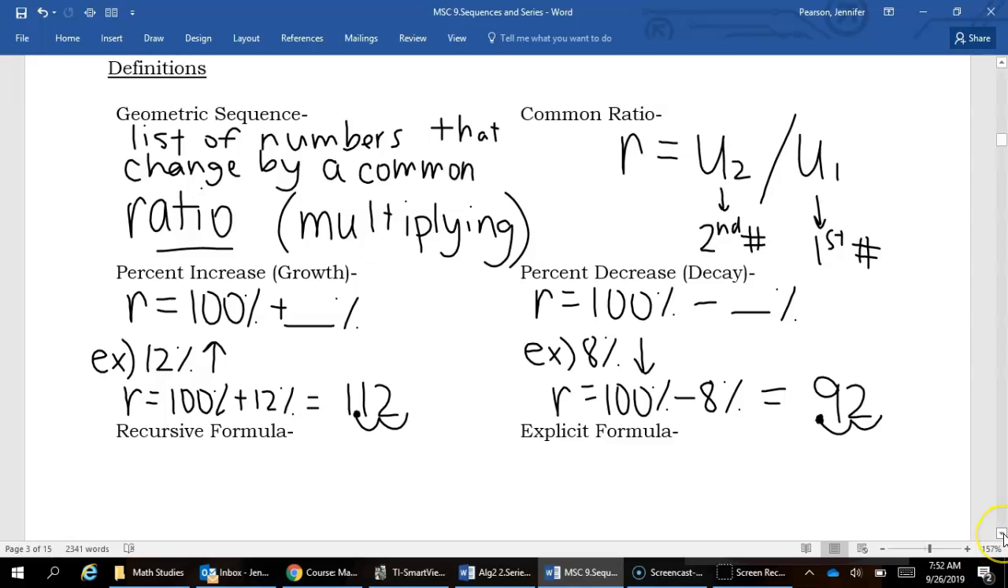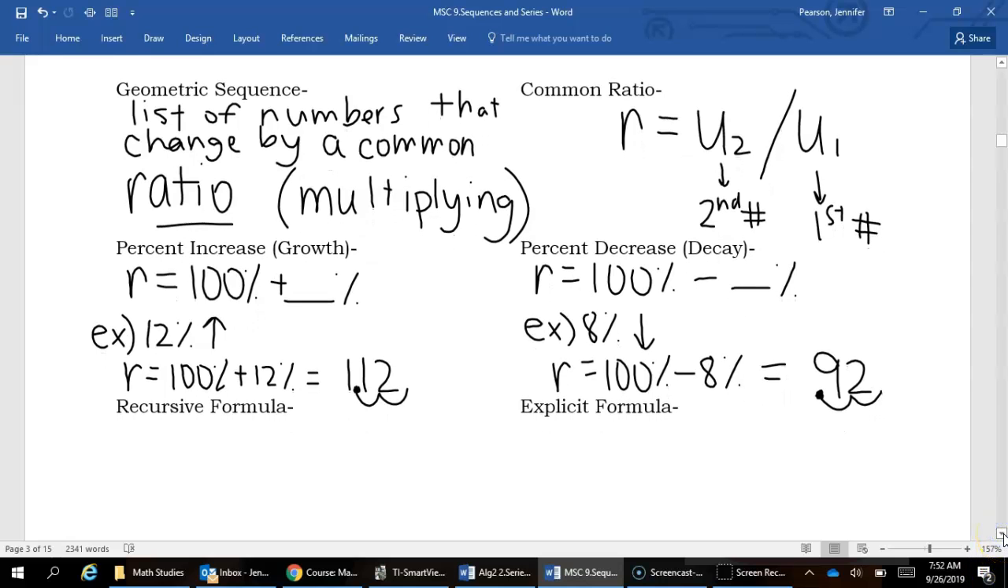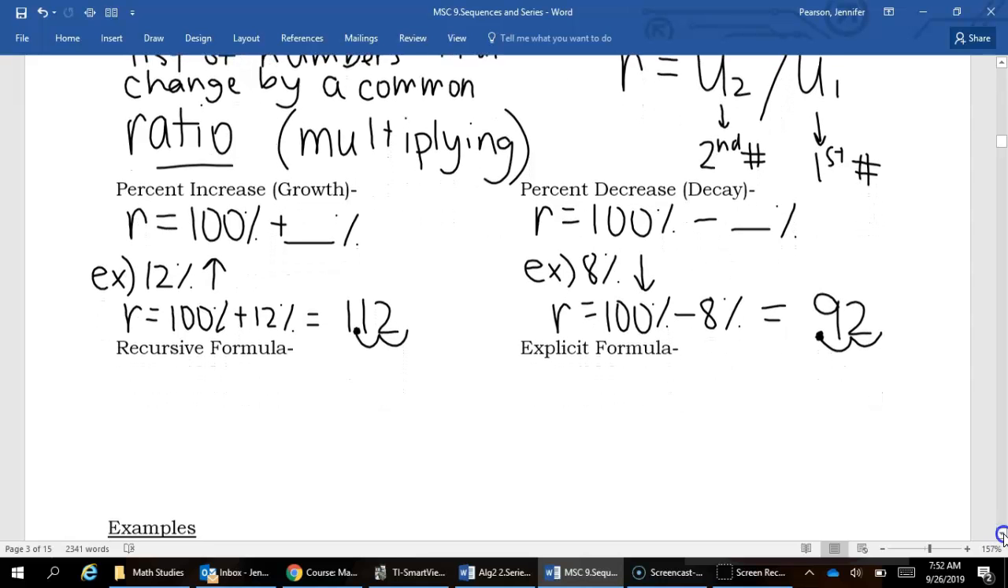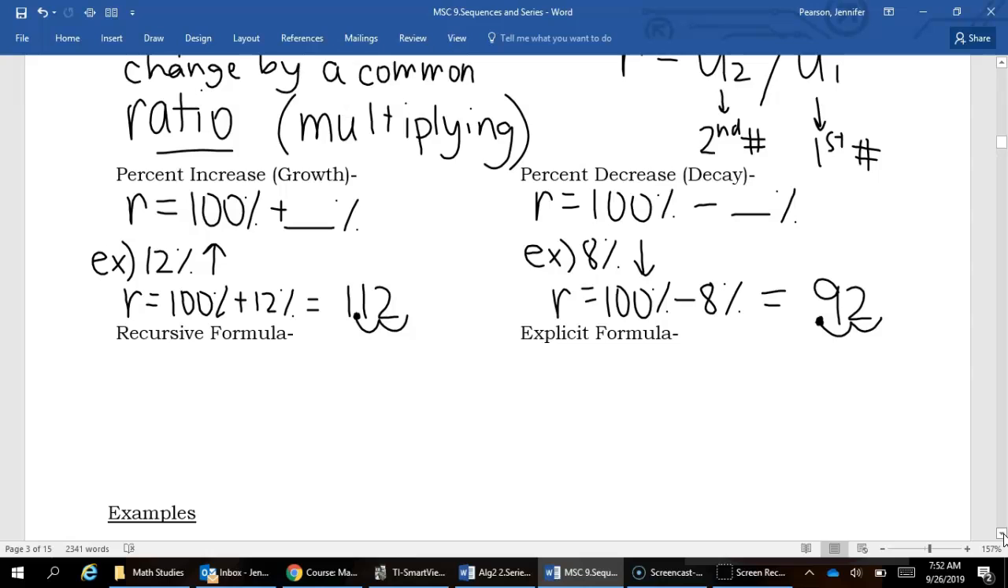So, 3 different ways to calculate ratio. If you have a list of numbers, we need to divide to figure out how to move forward. If you have a percent increase, add that percentage to 100%. If you have a percent decrease, subtract that percentage from 100%.